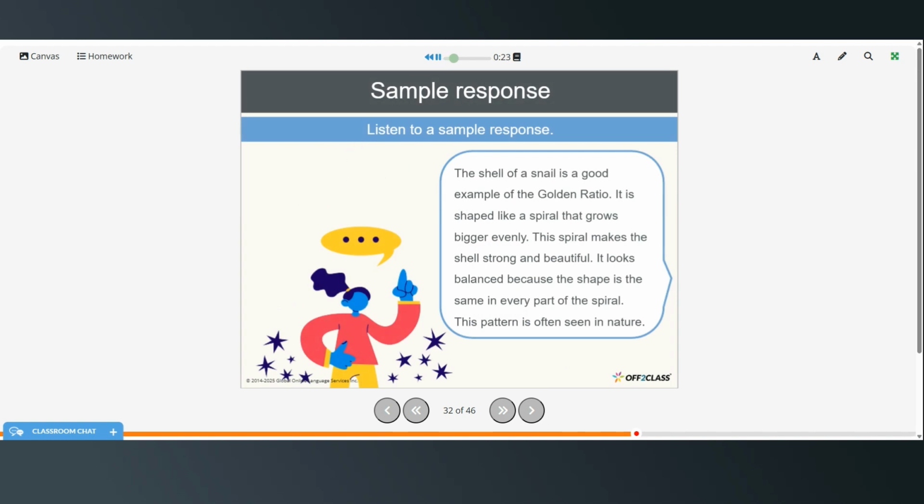The shell of a snail is a good example of the golden ratio. It is shaped like a spiral that grows bigger evenly. This spiral makes the shell strong and beautiful. It looks balanced because the shape is the same in every part of the spiral. This pattern is often seen in nature.